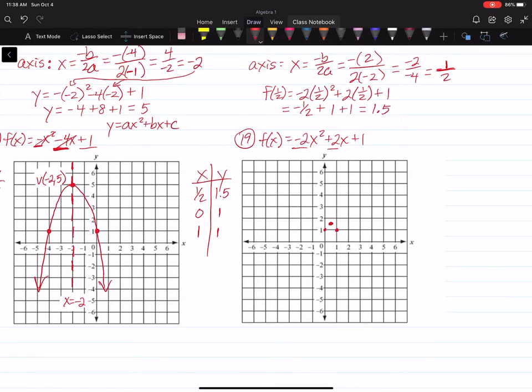That's not very big, but we just draw the best little parabola we can from that. Again, there's my vertex. Give me a little room to write it here.